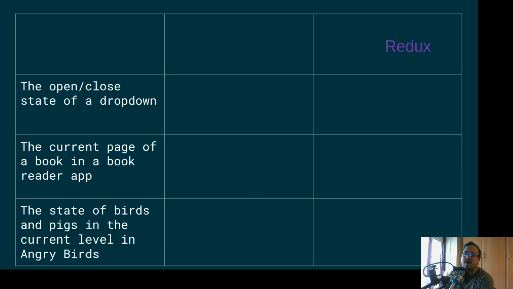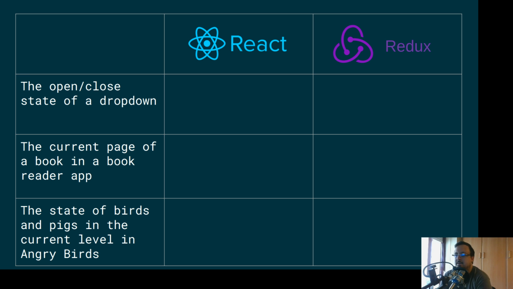So we have another exercise. Look at this: we have the open and close state of a dropdown. You clicked the dropdown to show the possible options for that dropdown, or you haven't clicked it. So it's a state that needs to live less time in the application.